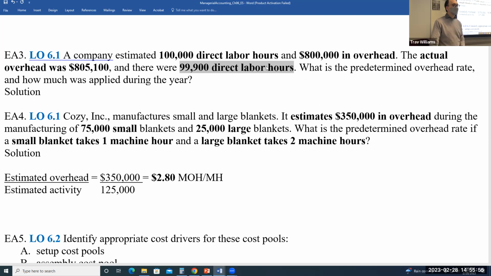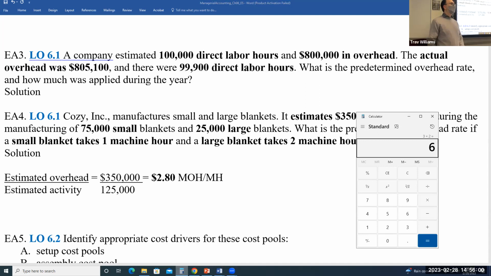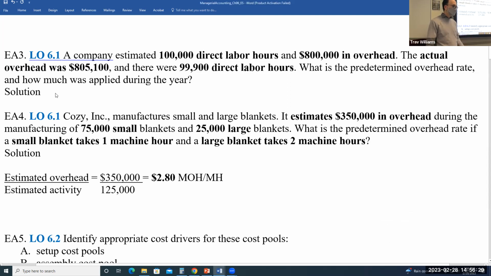Okay, let's start with the rate. What do we divide by what here? Estimated, what's that? 800,000. Okay, 800,000 is the estimated overhead divided by 100,000 estimated direct labor hours, right? So our rate is $8 per direct labor hour.